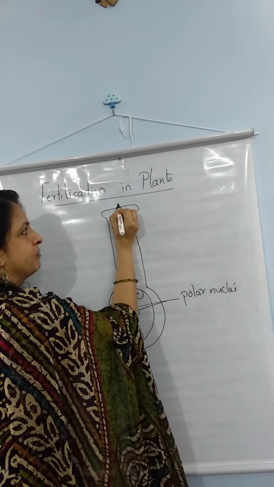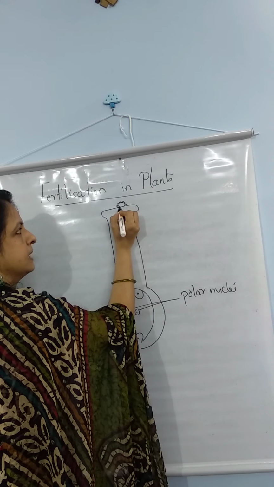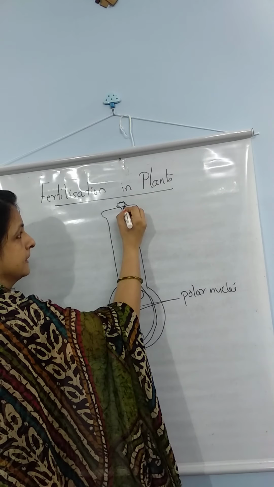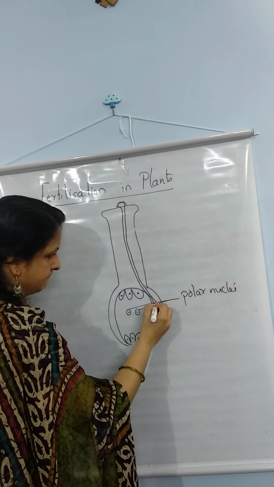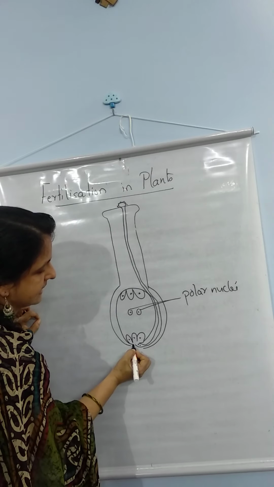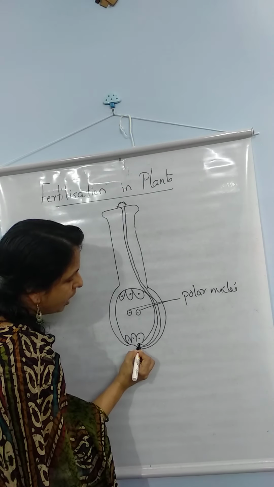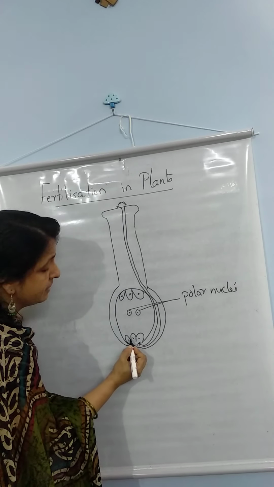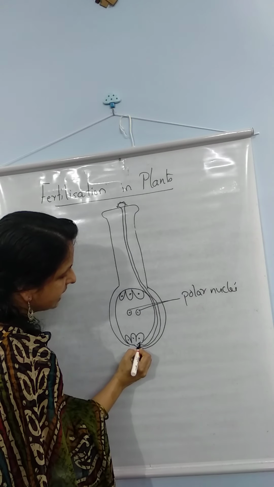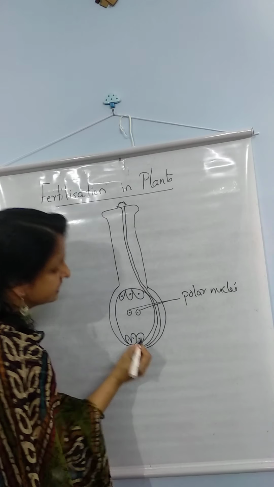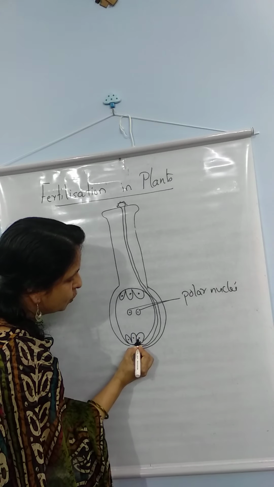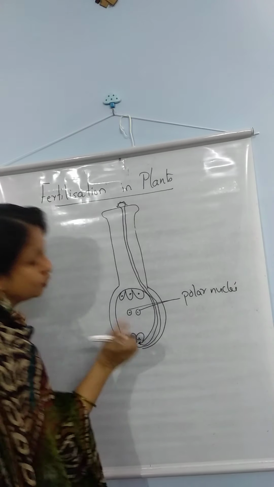Now when the pollen grain falls here, it forms the pollen tube. The pollen tube reaches this part. I told you there are 2 male gametes inside. Now it will enter one of the synergids. These 2 are called synergids and the middle one is called the egg cell or the female gamete. The pollen tube enters one of the synergids. Then the tip of the pollen tube will burst open and release the 2 male gametes here.